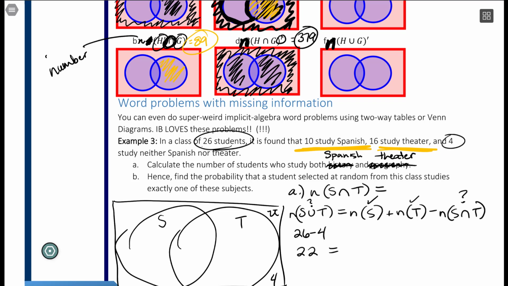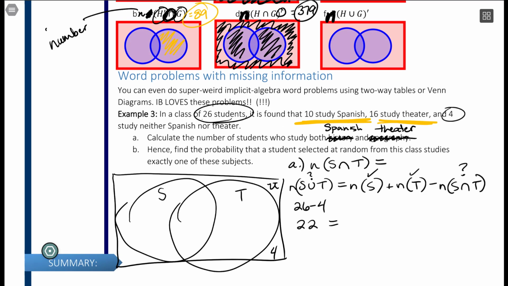Now, let's go ahead and start to figure this out. Number that study Spanish. Well, we know how many that is in total. That's 10. How many study theater? That's 16. How many study both Spanish and theater? That's our unknown value. That's the intersection over here. That's x. So now we subtract x. And look at how simple this turns out to be. 22 equals 26 minus x, okay?